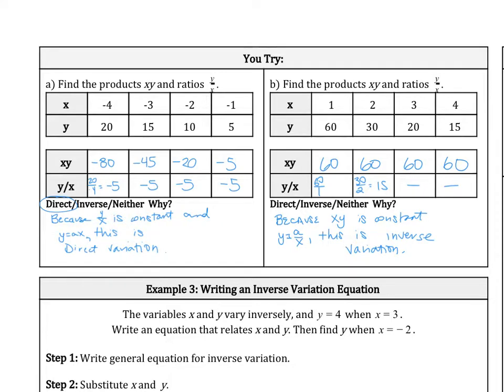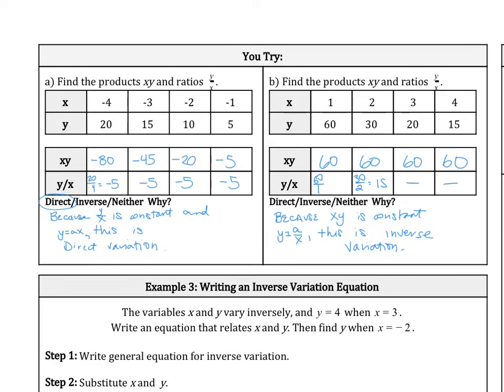Okay, so looking at these examples here, you should have gotten direct variation because notice that y over x is constant. They're all equal to -5. So because y over x is constant and y equals a times x, this is direct variation.